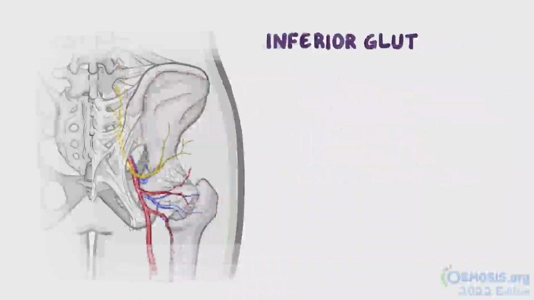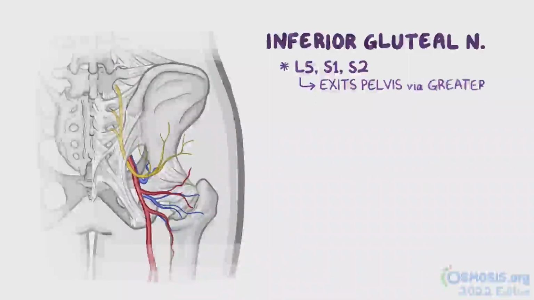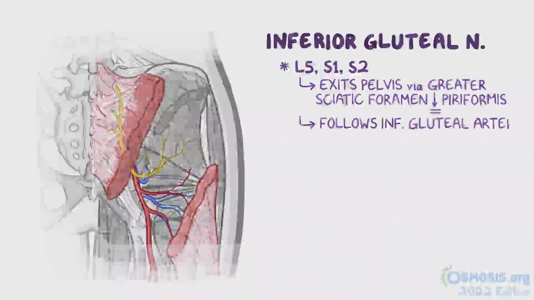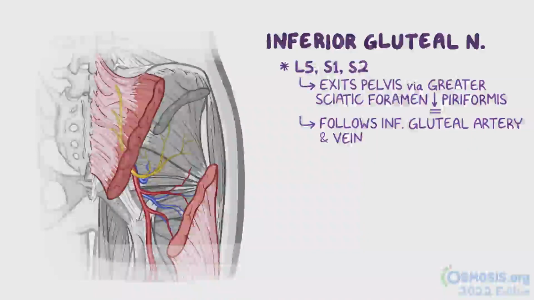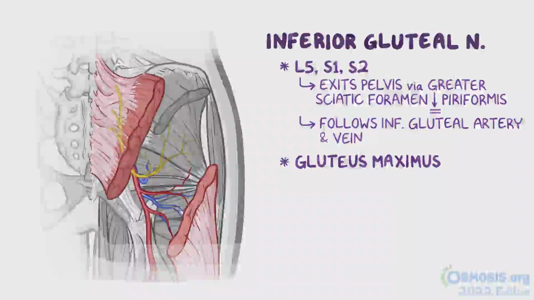The inferior gluteal nerve is formed by L5, S1, and S2 nerve roots, and, much like its brother, it leaves the pelvis through the greater sciatic foramen, but inferior to the piriformis. It's also accompanied by multiple branches of the inferior gluteal artery and vein along its trajectory. The inferior gluteal nerve ultimately divides into several branches, which provide motor innervation to the overlying gluteus maximus, but no sensory supply.